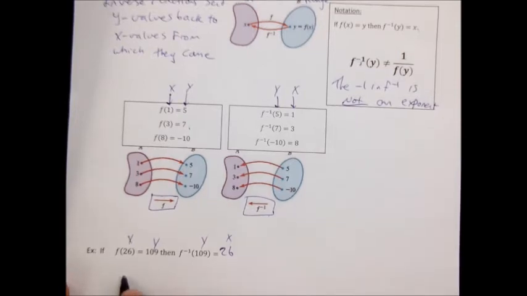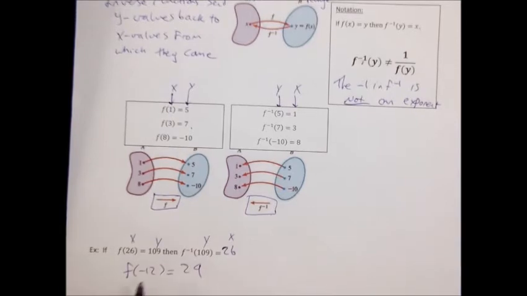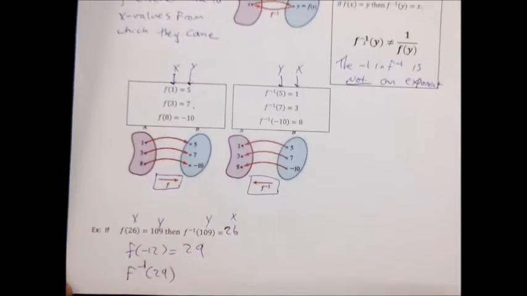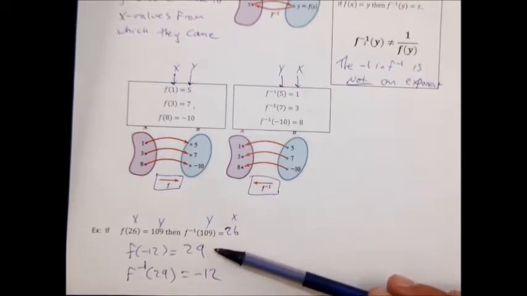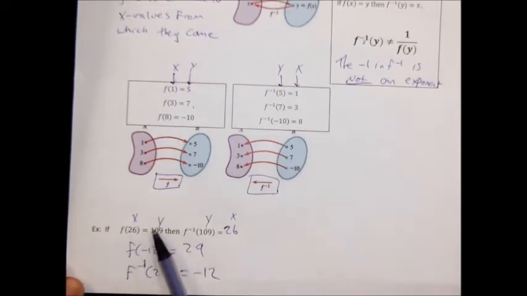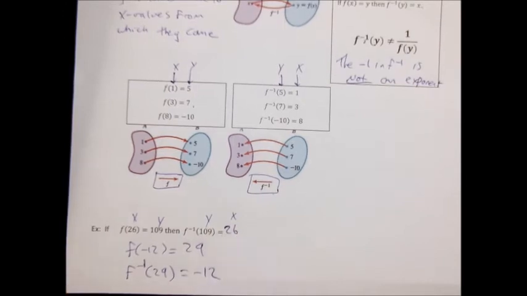What about this one? If f of minus 12 equals 29, then what's f inverse of 29? Just sends it back. Say it out loud. Minus 12. And so you'll see problems a lot that look like this. It gives you the function value and the output, and then it wants to know where the inverse gets sent back to.